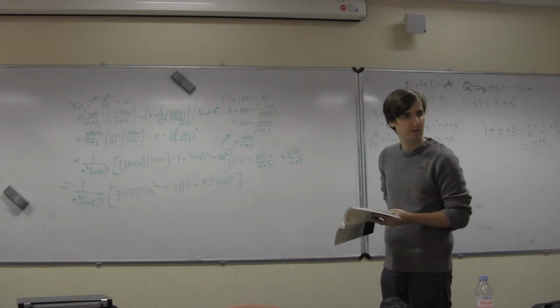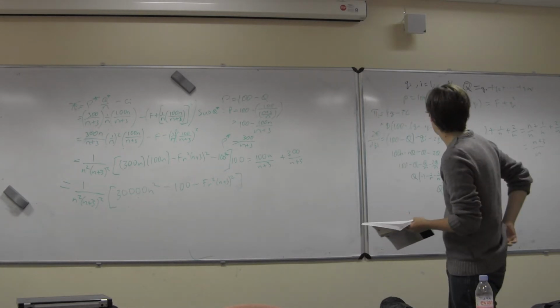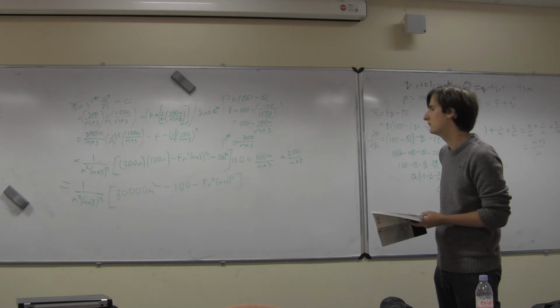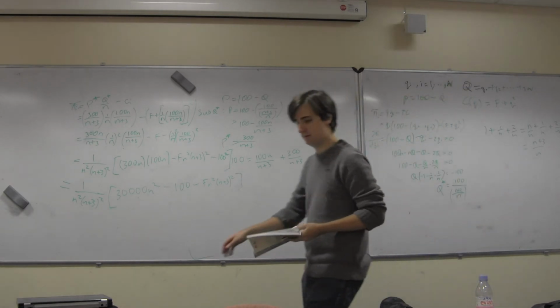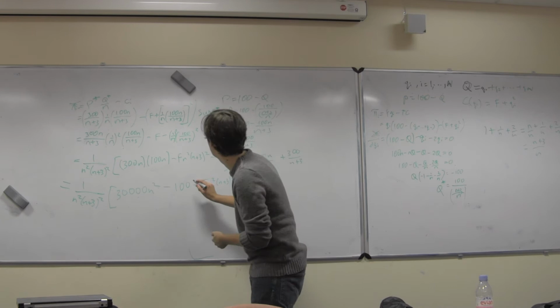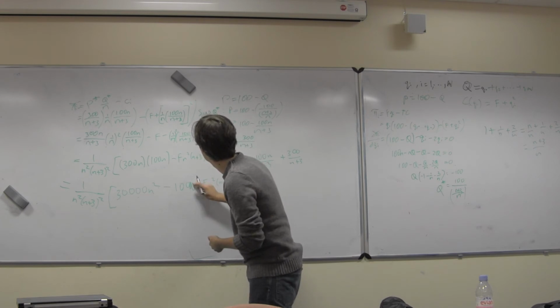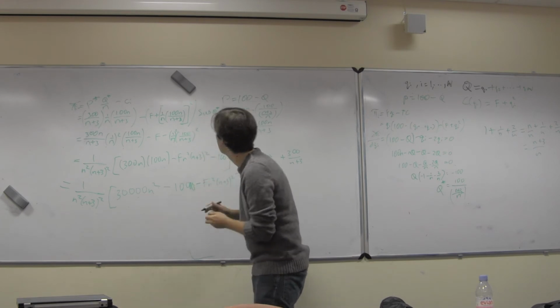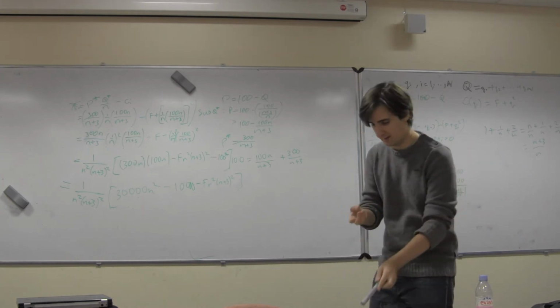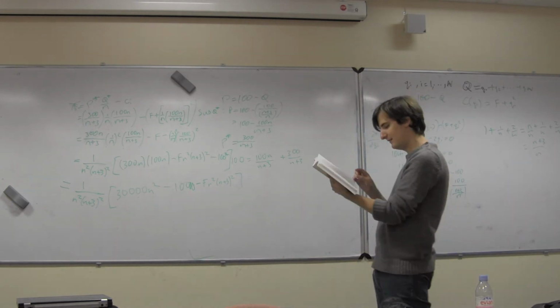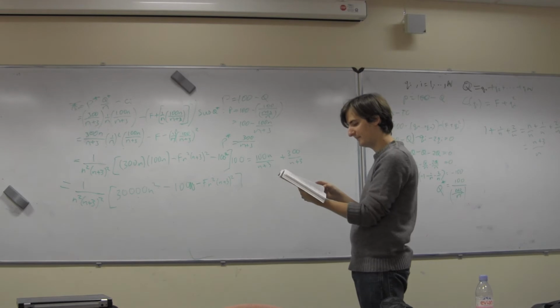Is everyone happy with that? We haven't made a mistake somewhere. Do you not have to square the 100? 100 squared. Oh yeah, so you're taking it out of the bracket. I should leave you to do that. Take fewer mistakes than I did.